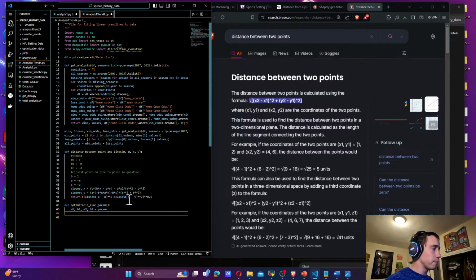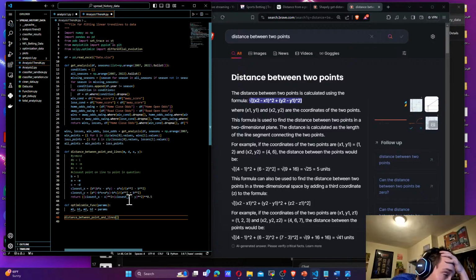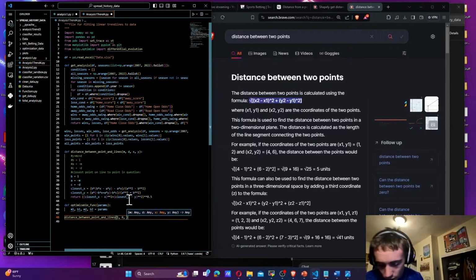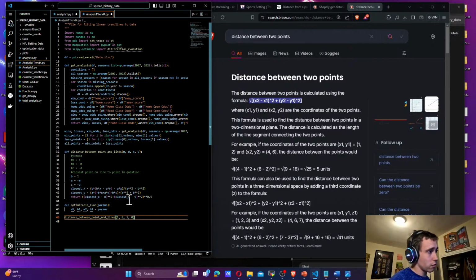Okay, then we can say distance between point and line, and the line. Let's just put the line y equals 1 plus 0, and then the point is 5, 0. So the distance should be 5.